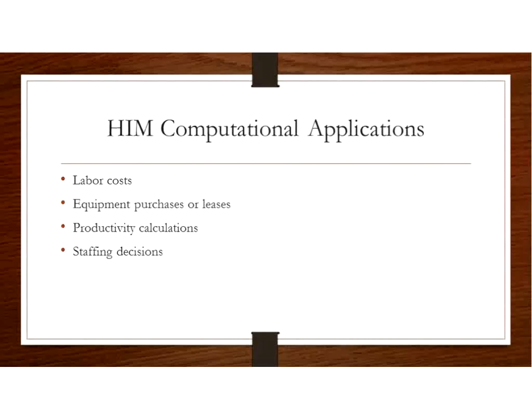These basic computations are important. They can be applied to many different functions that will occur in an HIM department. For example, we can use the computations we have considered to help us to determine labor costs, equipment purchases. We can use these computations to examine productivity and to determine staff levels. For example, we may want to look at how many FTEs and PTEs we need in our department, FTEs being full-time employees versus part-time employees.